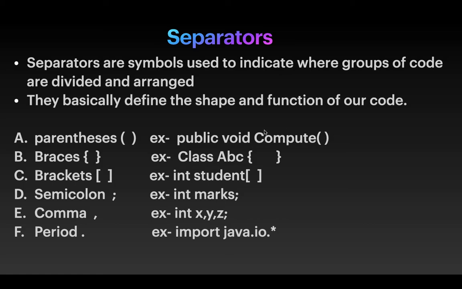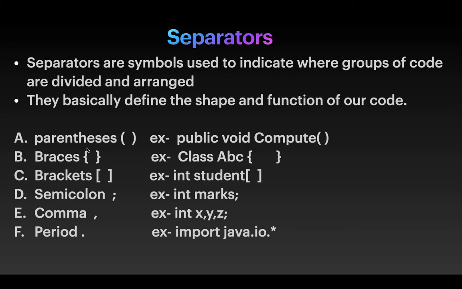Here, this is the name of the method, compute, because this method may or may not accept any argument. So these parentheses are being used. If it accepts any argument, then we'll have to pass the argument over here, otherwise we can leave it blank.